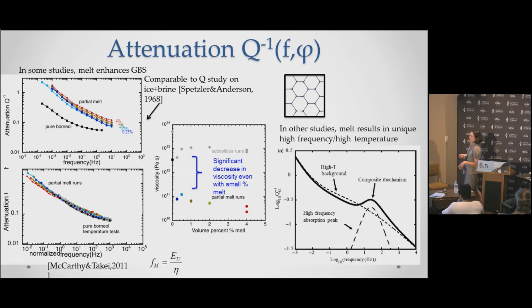And so what I would like to say is that we've totally nailed all of the stuff about attenuation with melt. There are also comparable results from this study with ice and brine. But other studies have located, at least at higher frequencies, what they're calling a melt-specific peak, which might be due to squirt of melt going from side to side.